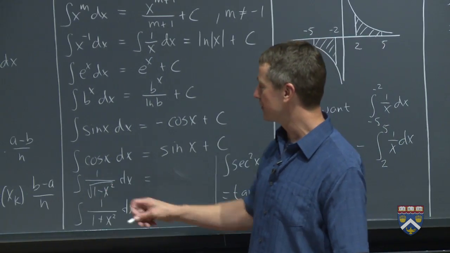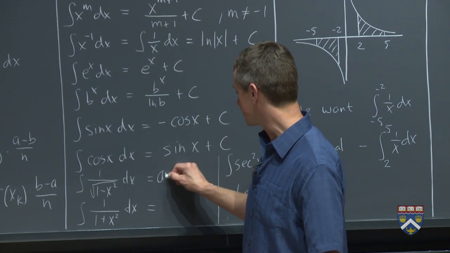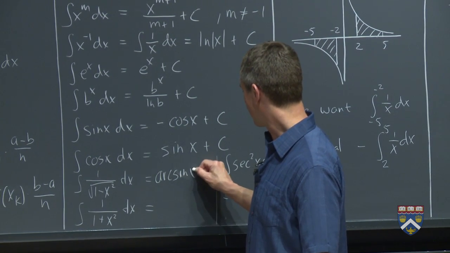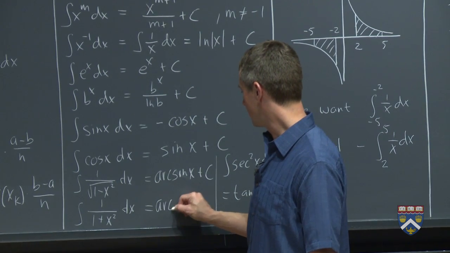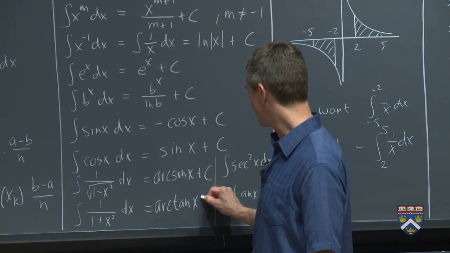Do we know a function whose derivative is this? We sure do. That's arcsine. And do we know a function whose derivative is this? We sure do. That's arctangent of x.